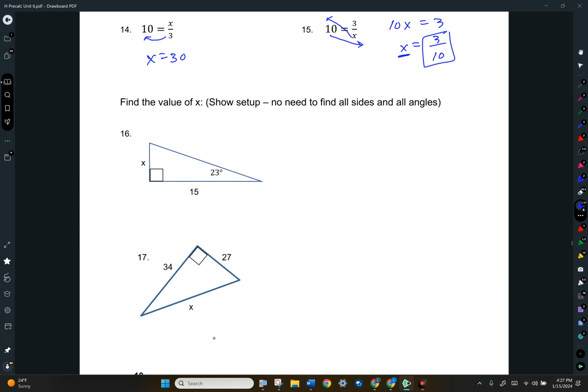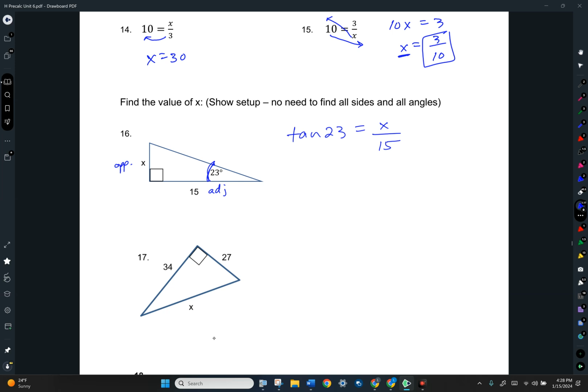So we're not trying to find all the sides and angles. I'm only trying to find x. So in this case, I'm only trying to find that side of the triangle that we're labeling as x. Well, here's what I'm thinking. Use what you're given. I'm given this angle, and in reference to that angle, 15 is the adjacent, and x is the opposite. So let's use opposite and adjacent, which would be tangent. So I'm going to say tangent of 23 equals the opposite, which is x, over the adjacent, which is 15.